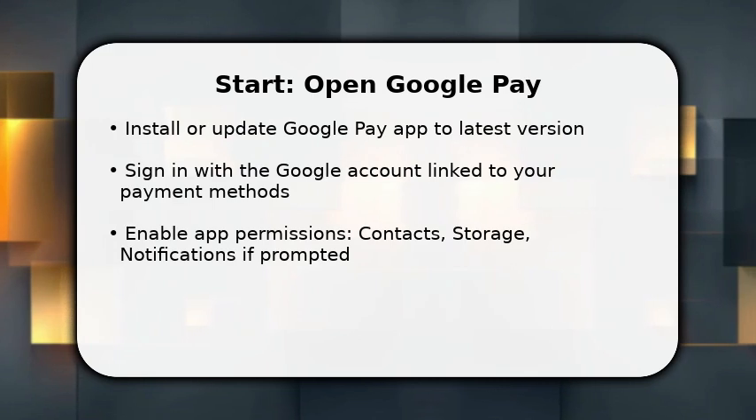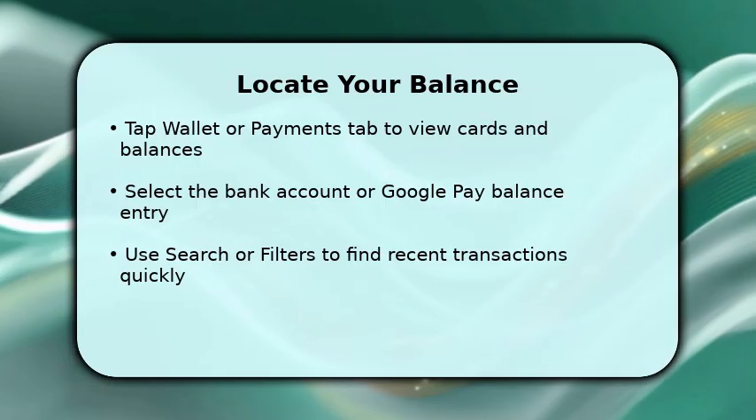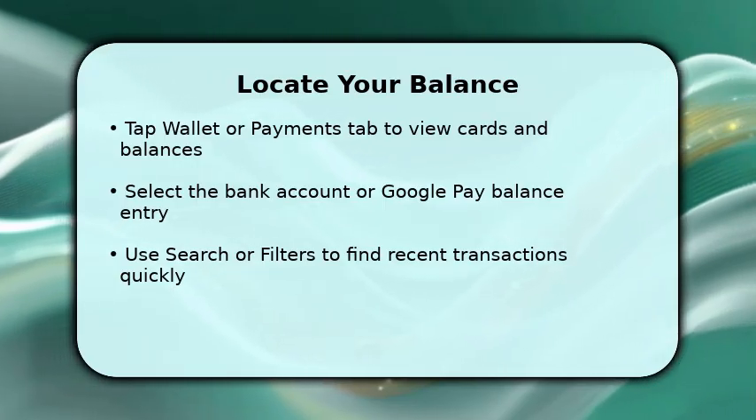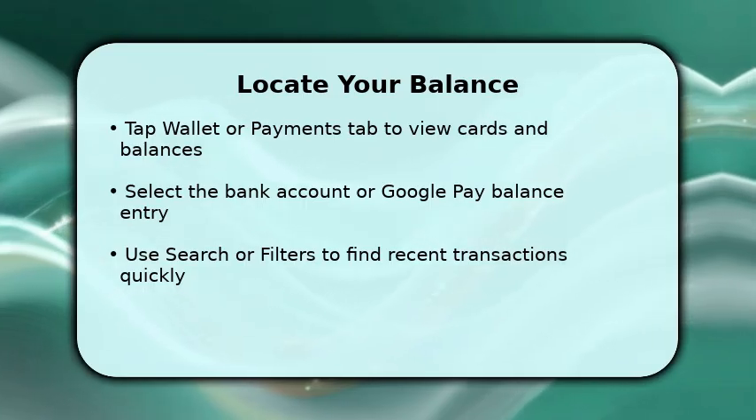Now locate the balance by tapping the Wallet or Payments tab. That's where cards and linked accounts appear. You'll see a Google Pay balance entry or a linked bank account. Tap it to open detailed info.